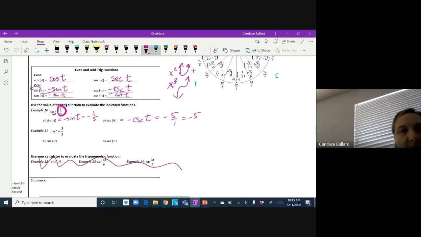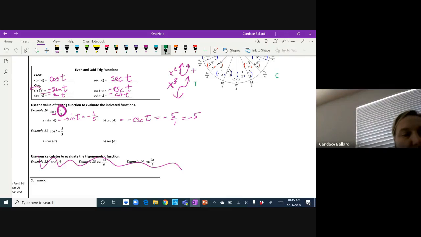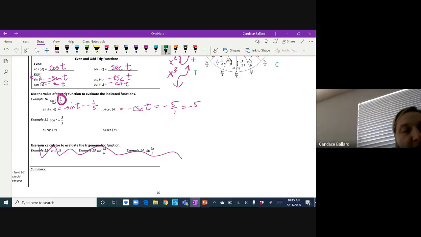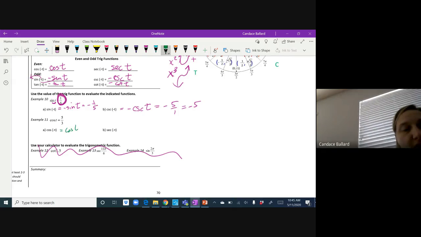All right, I'm going to look at the next, example 11. So cosine of 5/3, we've got the cosine of negative t. And we know that for an even function, the negative just goes away, and I literally get to just replace it with 5/3.